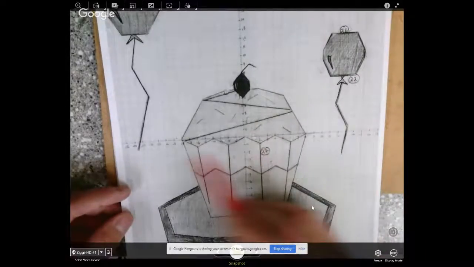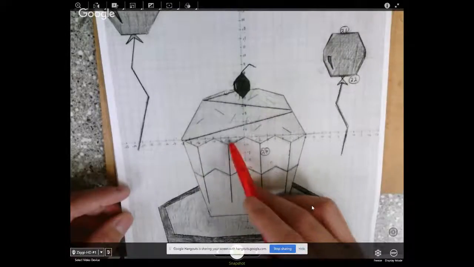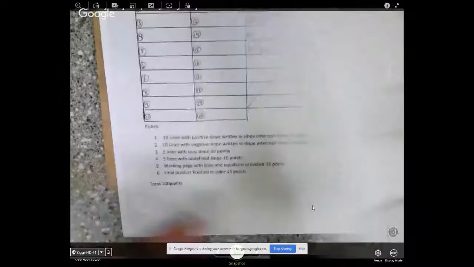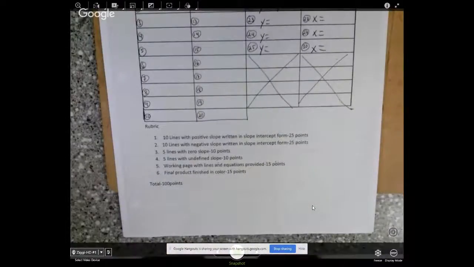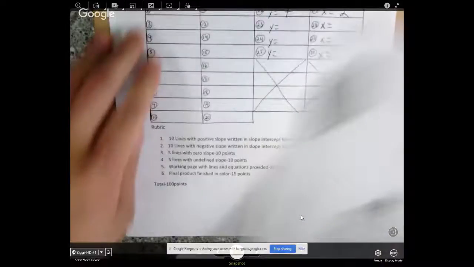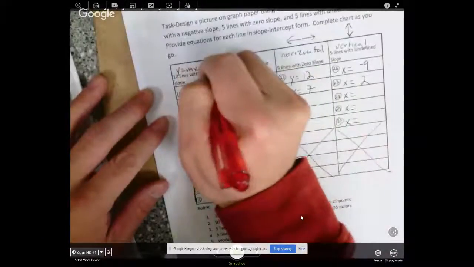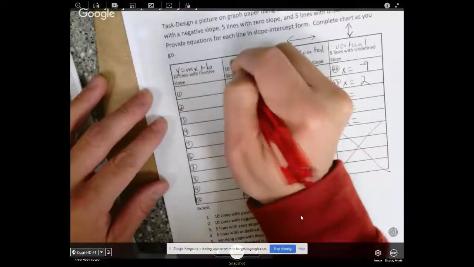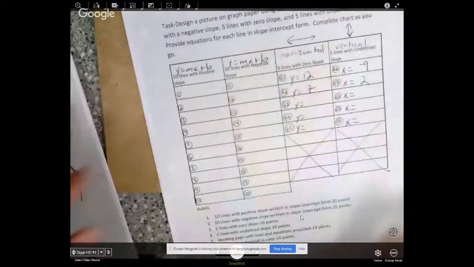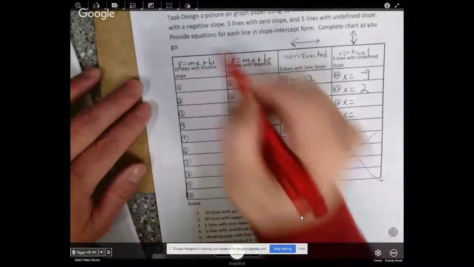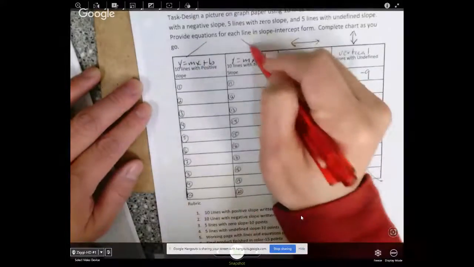All right. The next one, let me get a ruler for this one. The next ones you need are positive slope lines. These are all going to be in y equals mx plus b for the rest of these. The positive slope lines, left to right, they're going up. The negative slope lines, left to right, they're going down. So you're going to need 10 of each. All right, let's do the positive ones first.